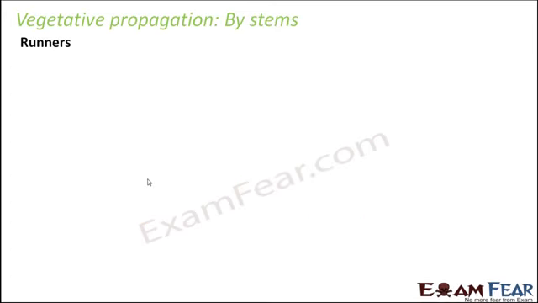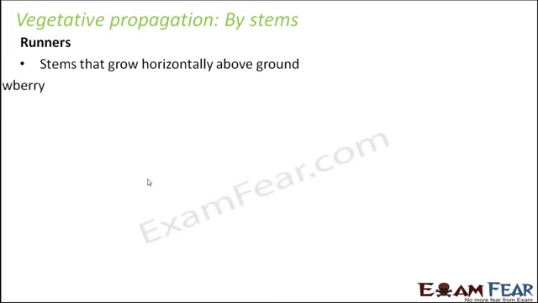By stems. Now there are many modifications of the stem which helps in vegetative propagation. So one such modification is called runner. What is runner? These are stems that grow horizontally above the ground. Normally you would have seen that stems grow vertically upwards, but there are some stems which grow horizontally, almost parallel to the ground. However, they are above the ground.